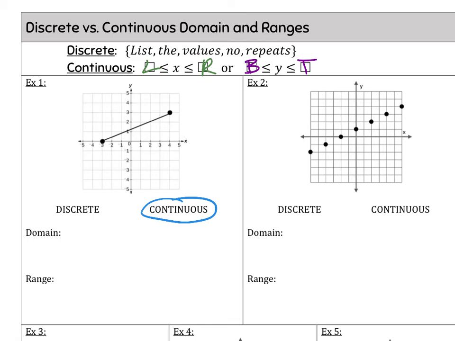So we follow the same pattern we've had all along. What's the furthest left that this graph goes to? -3. Closed or open? Closed. So that's -3 less than or equal to x. And what's the furthest right that this goes? 4, which is less than or equal to 4.